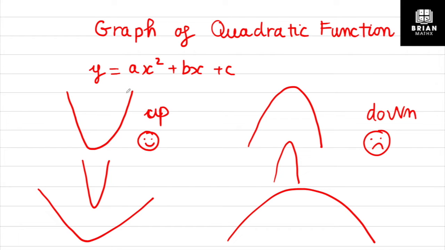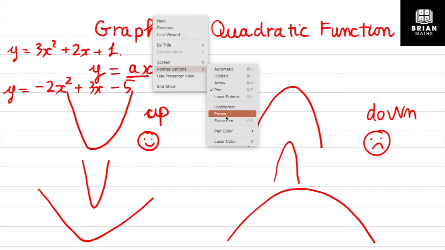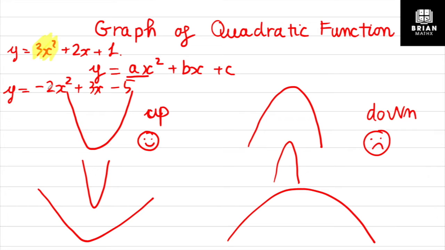How can you define which quadratic function will be up and which will be down? It depends on the coefficient of x squared. For example, I have the equation y equals 3x squared plus 2x plus 1, and the second one will be negative 2x squared plus 3x minus 5. Look at the coefficient of x squared, this one and this one. The first function has 3, positive, and the second function has negative 2, which means less than 0.